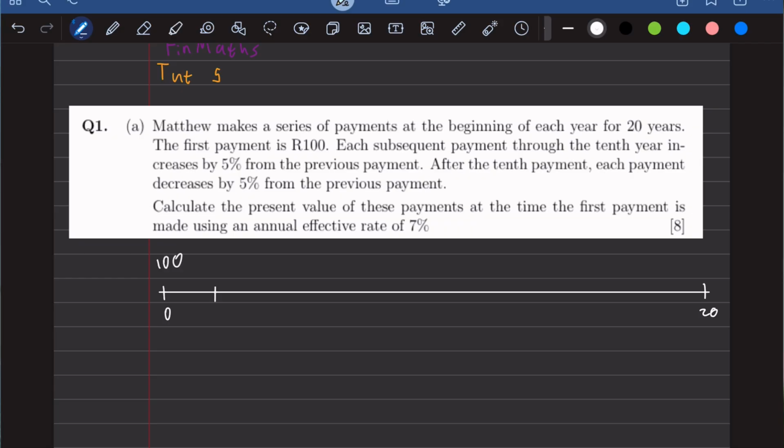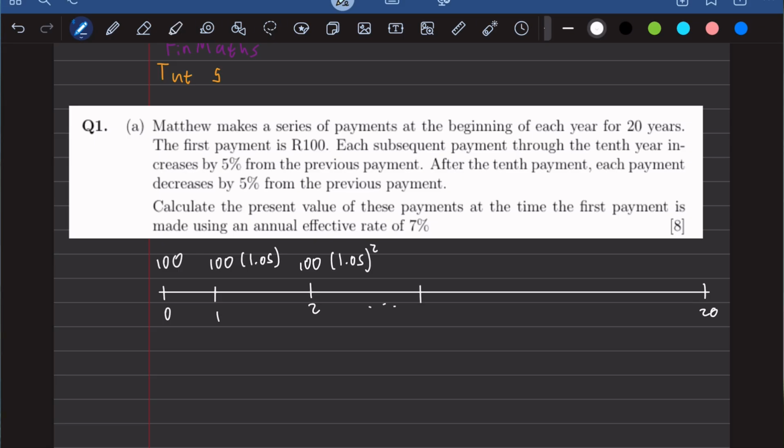Okay. Now let's think about how much we pay at time 1. So it says each subsequent payment increases by 5%. So basically the first 10 payments, they each increase by 5% each time. So at time 1, it'll be 100, and to increase by 5%, we're going to multiply by 1.05. Okay. Then at time 2, we're going to increase that by 5%, so it's going to be 1.05 to the power of 2. Okay. And you can see the pattern here.